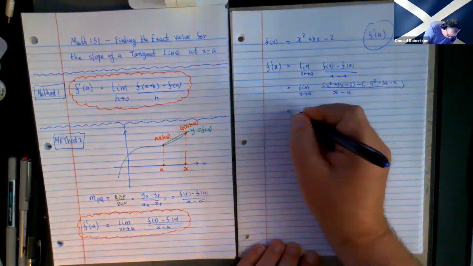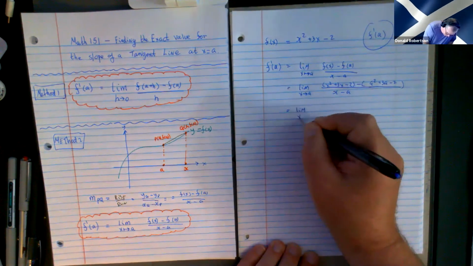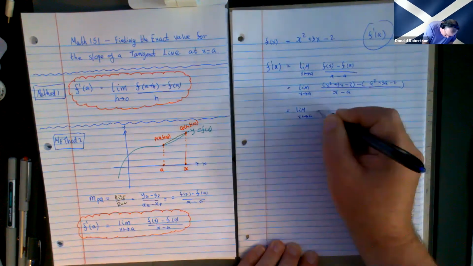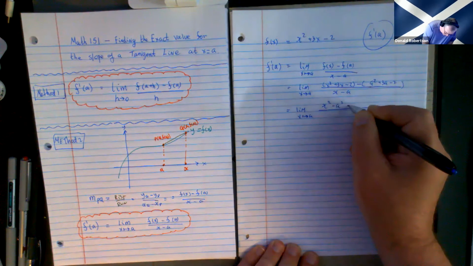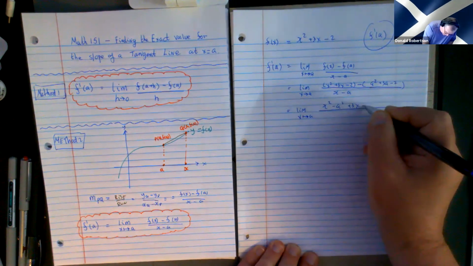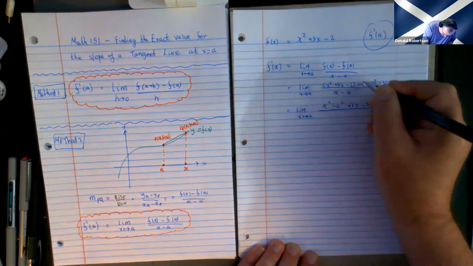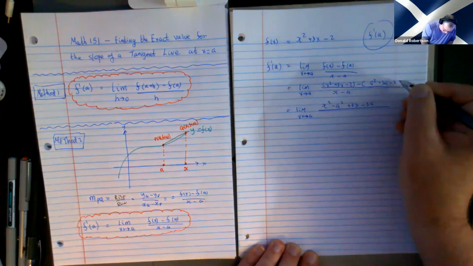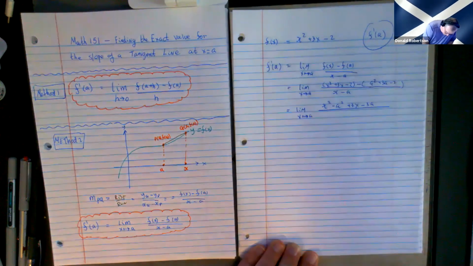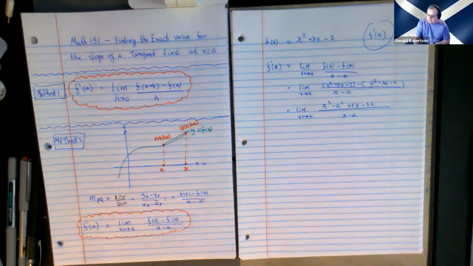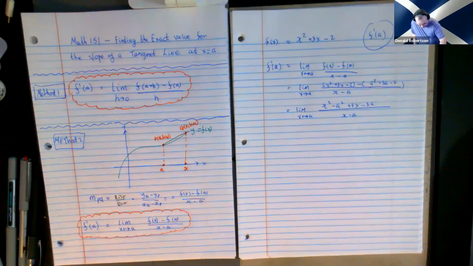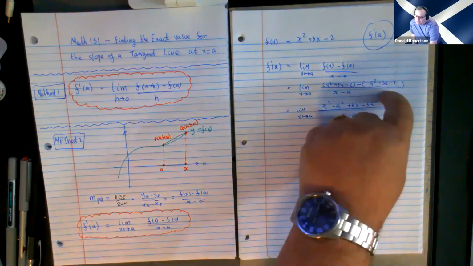So it's going to be the limit as x tends to a, and it's going to be x squared take away an a squared, plus 3x take away a 3a, but -2 take away a -2 is -2 add 2, the numbers disappear. So when you do this method, you're going to end up with a fraction. You end up with a fraction in all of them. But the top will not have any numbers in it.